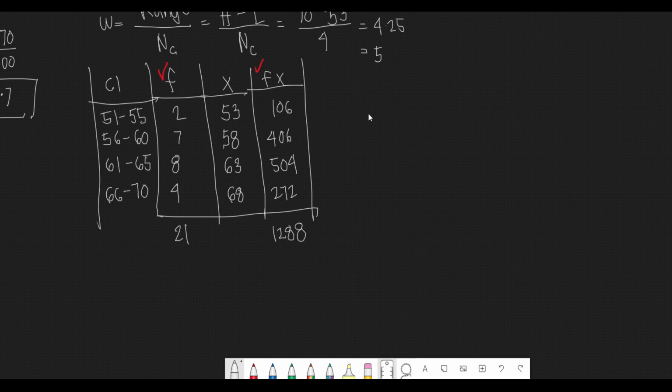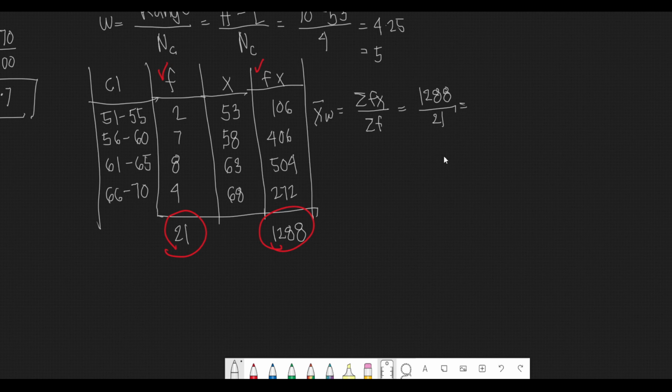So the average time for this race will be computed by using summation of f times x divided by summation of f. So this is the weighted mean. Okay. Now, summation of f times x is 1288 divided by 21. Okay. So it's this column divided by this column. That would give us the result that we need.